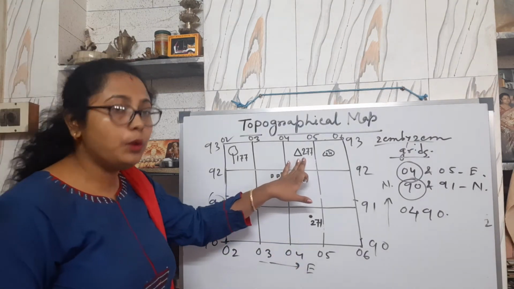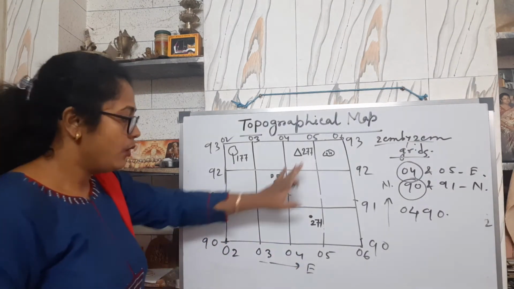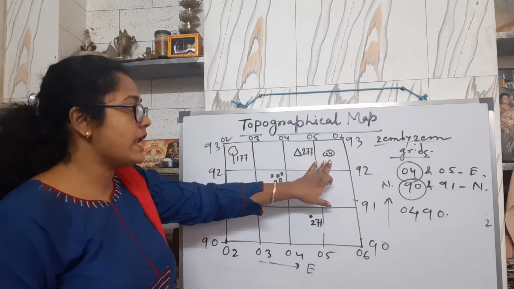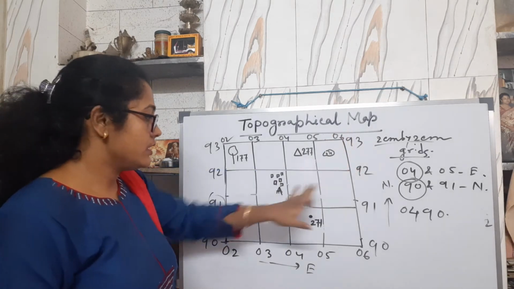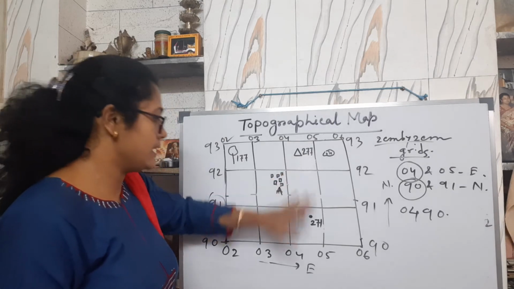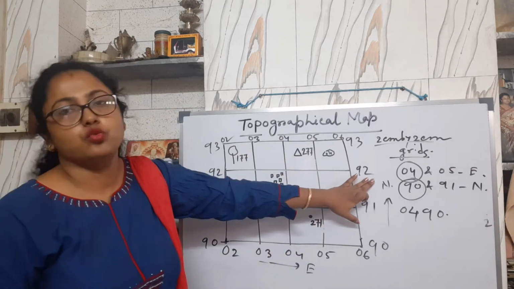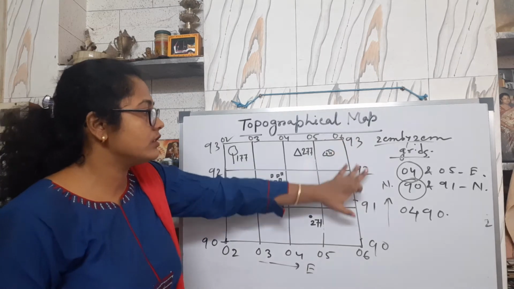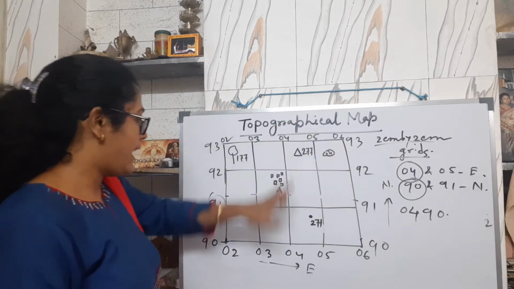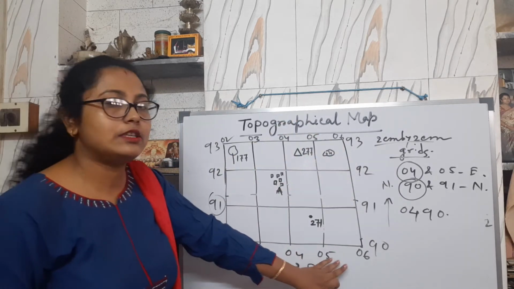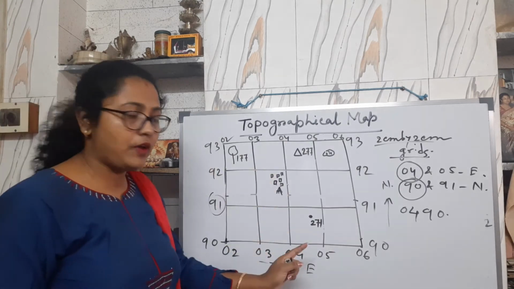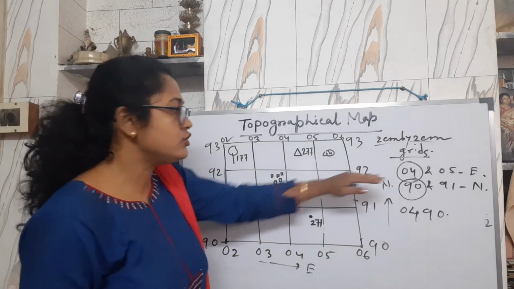Like the triangulated height 277. It is in between 04 and 05, and in between 92 and 93. So your 4-figure grid reference for triangulated height 277 must be 0492. Am I clear? Because it is situated between northing points 92 and 93, the lower value is 92, and it is between 04 and 05, so the lower value is 04. At first you have to take the easting value. So it is 0492. Clear?